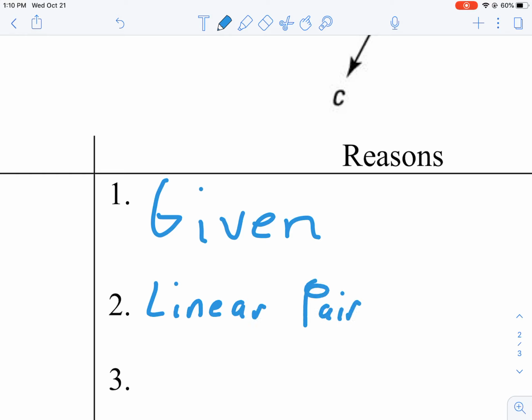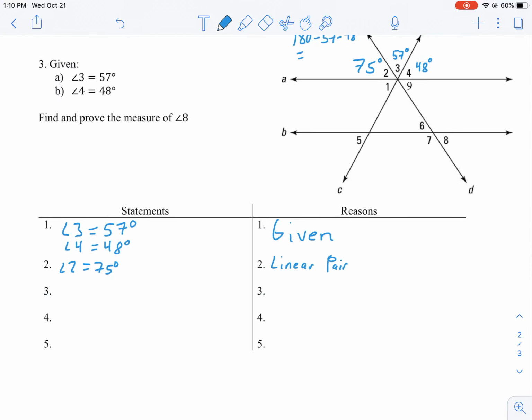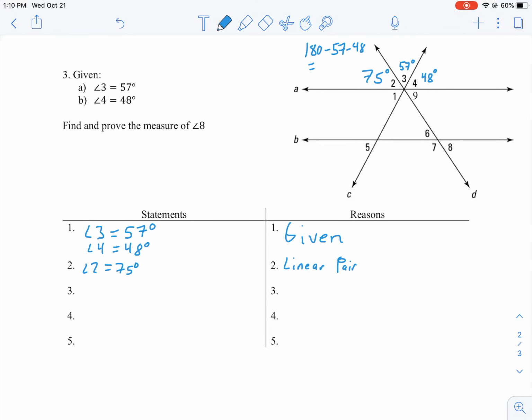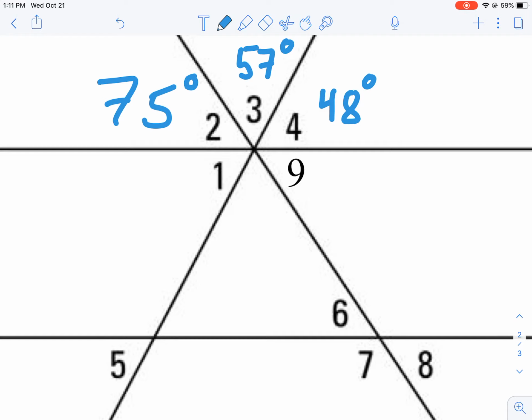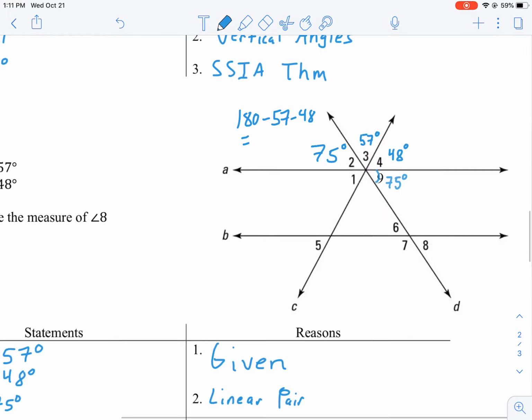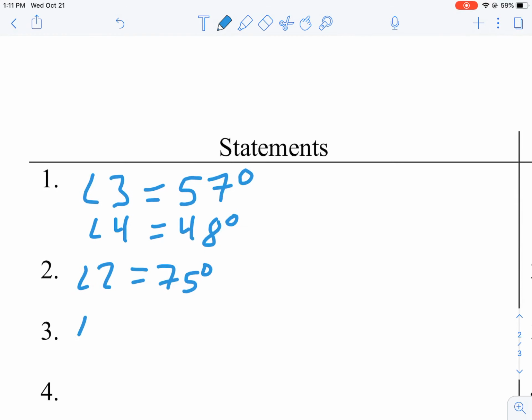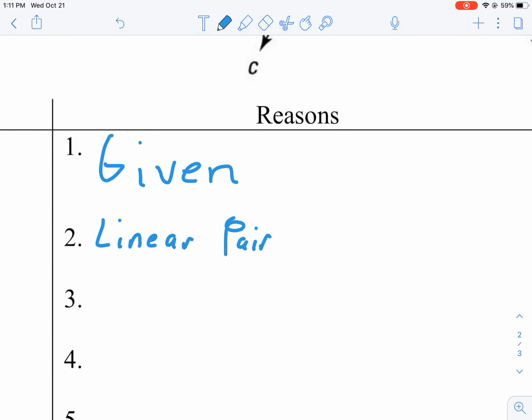the thought still counts. Okay. So by the way, what am I trying to prove? Angle 8. Okay. So I got angle 2 equals 75. So I'm trying to get to 8. All right. So what I'm going to do is I'm going to jump through, all right, to 9. So I also know that 9 is 75 degrees because it's vertical with angle 2. All right. So I'm going to say that angle 9 is 75 degrees, and that would also be vertical angles.